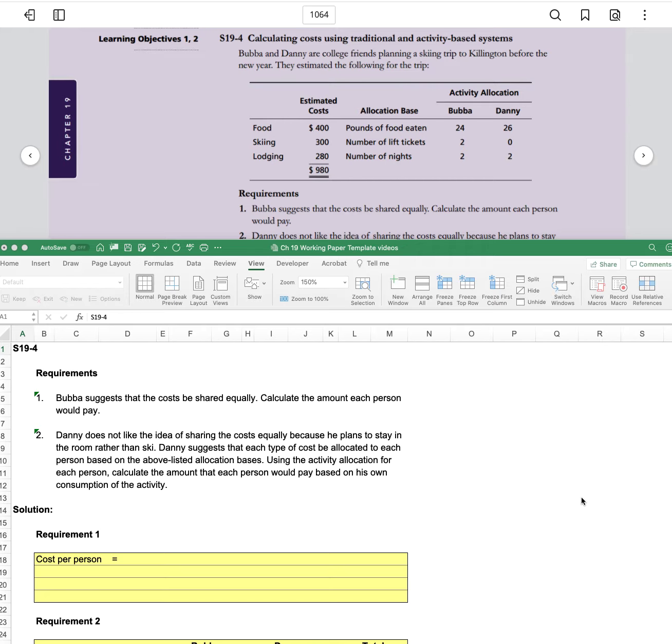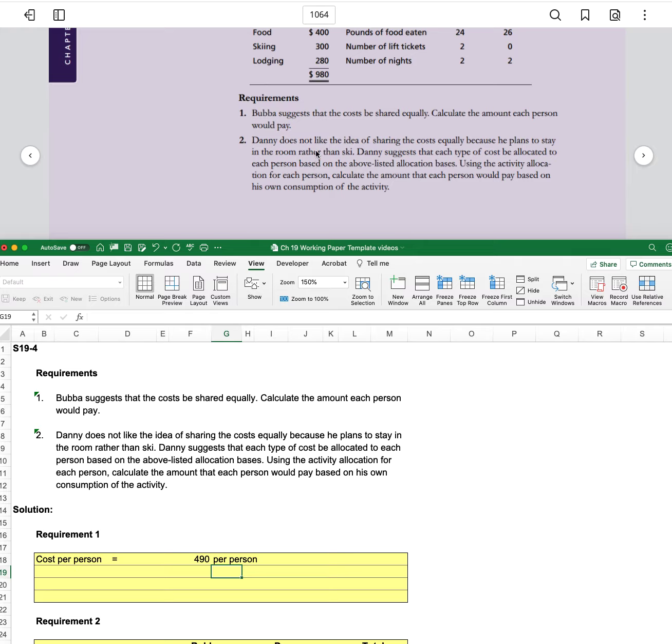And there's an activity allocation: pounds of food eaten by Bubba and Danny, number of lift tickets, and number of nights there. Bubba suggests that the costs are shared equally. Calculate the amount each person would pay. If they're going to split it equally, we could just say 980 divided by 2 people for a total of $490 per person.